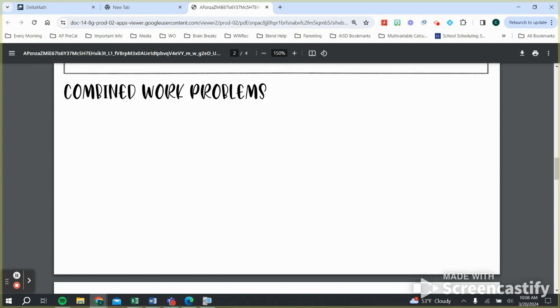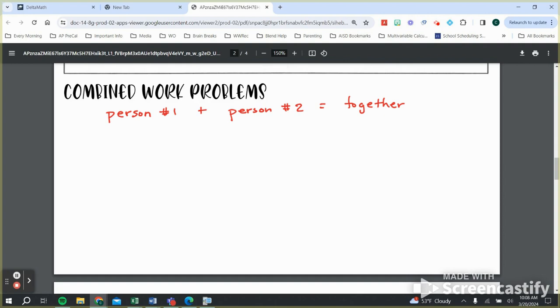So the way this looks is we have person number 1 plus person number 2 equals together. So the info that we know about person number 1 plus the information for person number 2 equals the information for together. Well, the information that they give us is usually how fast one person works or what they complete in an hour or 30 minutes or whatever it is.